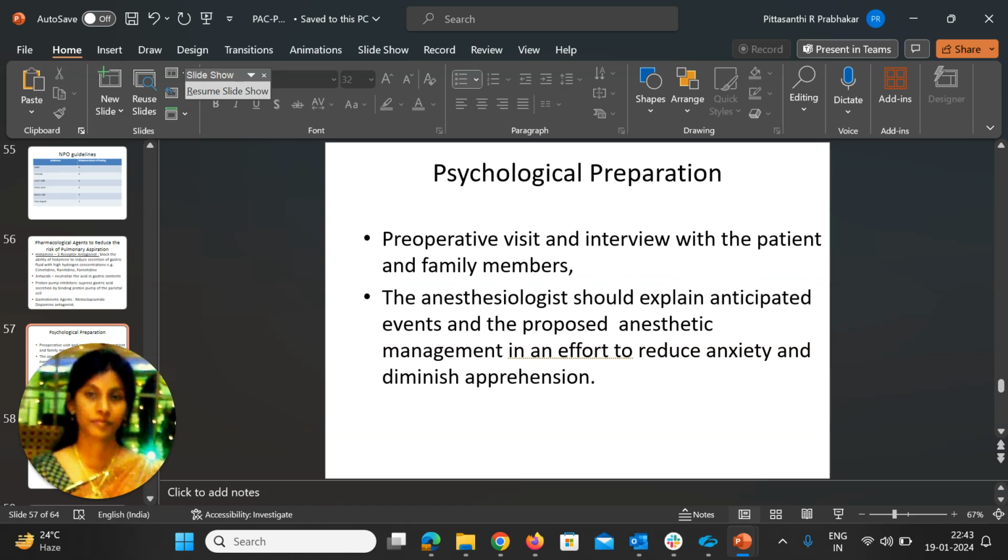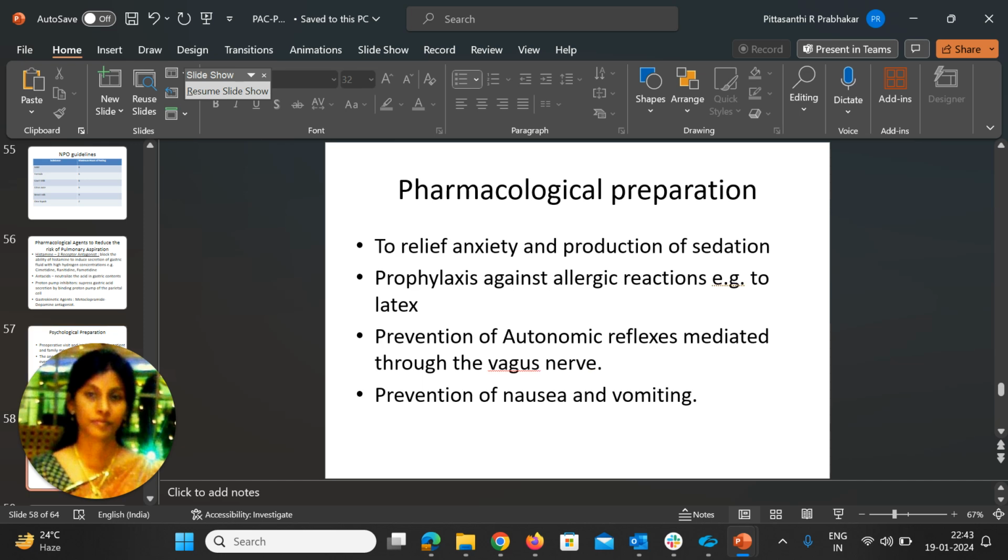Psychological preparation is done with a preoperative visit and interview with the patient and family members. The anesthesiologist should explain anticipated events and the proposed anesthetic management in an effort to reduce anxiety and diminish apprehension.